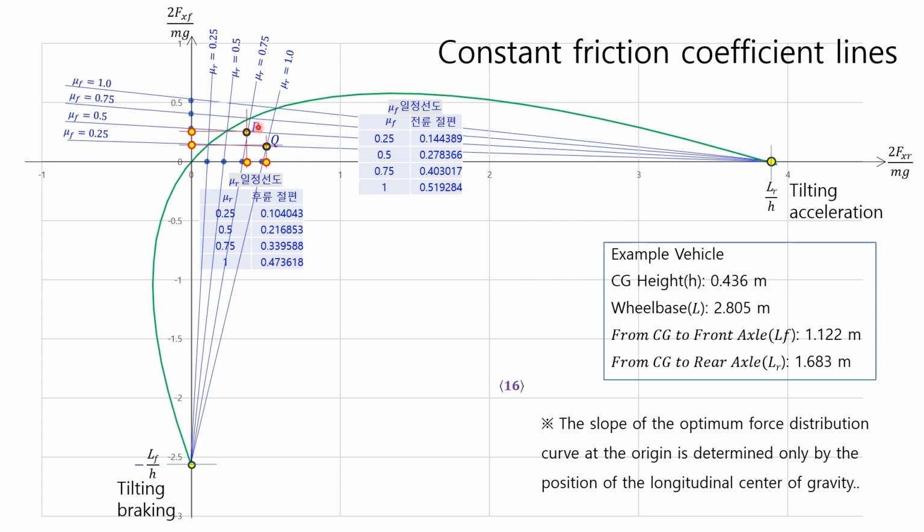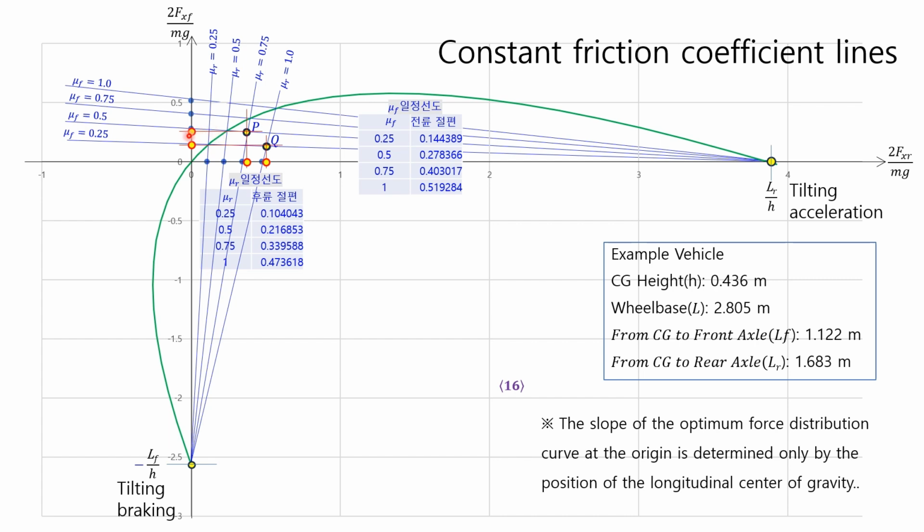For example, point P represents the point where the friction coefficient of the front axle is 0.5 and the friction coefficient of the rear axle is 0.75. The point where the horizontal line passing through point P intersects the vertical axis represents the front wheel driving force, and the point where the vertical line passing through point P intersects the horizontal axis represents the rear wheel driving force. The total driving force is the sum of these two.